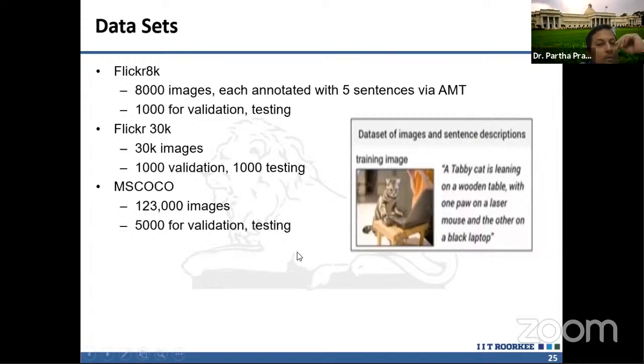When you are interested in working with image captioning, there are actually several data sets. As you know, data sets are very useful when you want to go for machine learning. Data sets like Flickr 8000, Flickr 30,000, and MS Coco could be used for your image captioning. You can also generate your own caption and see how relevant it is to the image. So you can test.